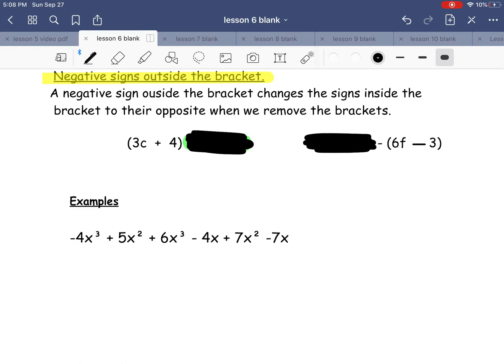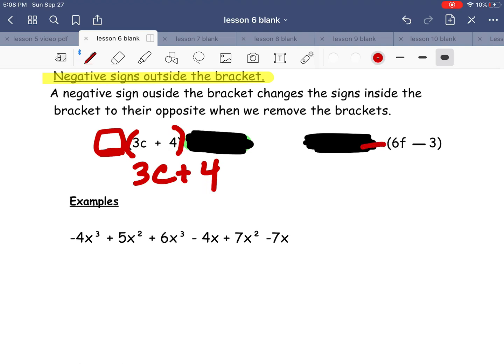A negative sign outside the bracket changes the signs inside the bracket to their opposite when we remove the brackets. All that means is that right now we only have to look in front, right here. If there's nothing in front, just take the brackets off. Done. And you can't go any further. Okay? That's all you have to worry about right now.